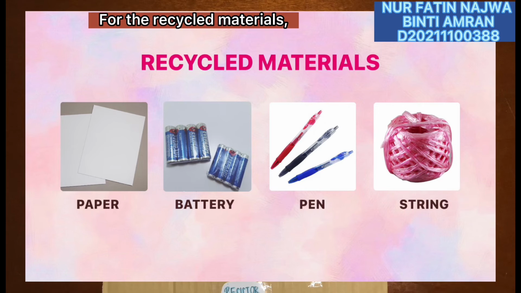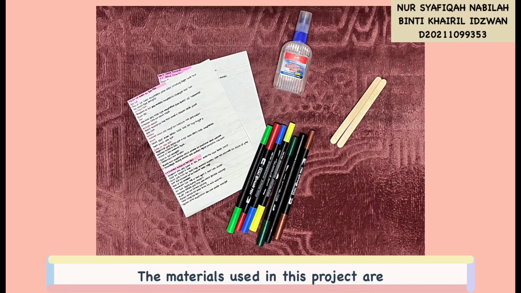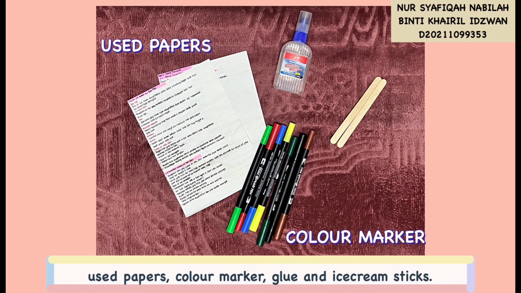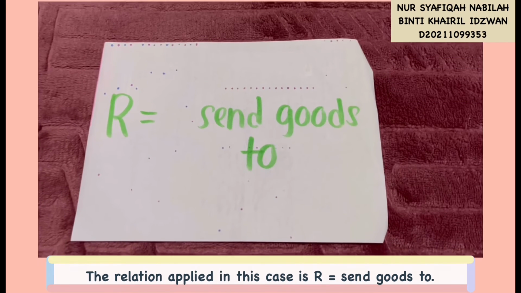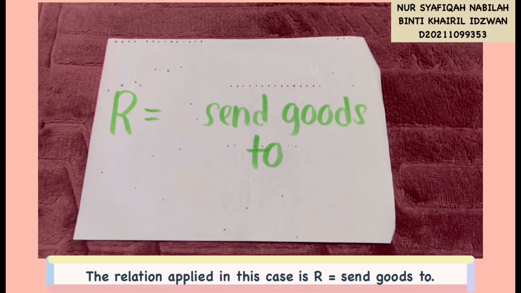For the recycled material, I have used paper, battery, pen, and string. The materials used in this project are used paper, color marker, glue, and ice cream stick. The relation applied in this case is R equals send goods to.